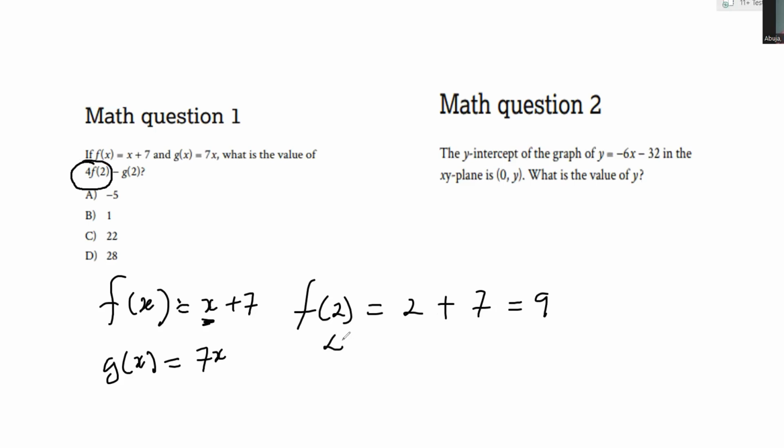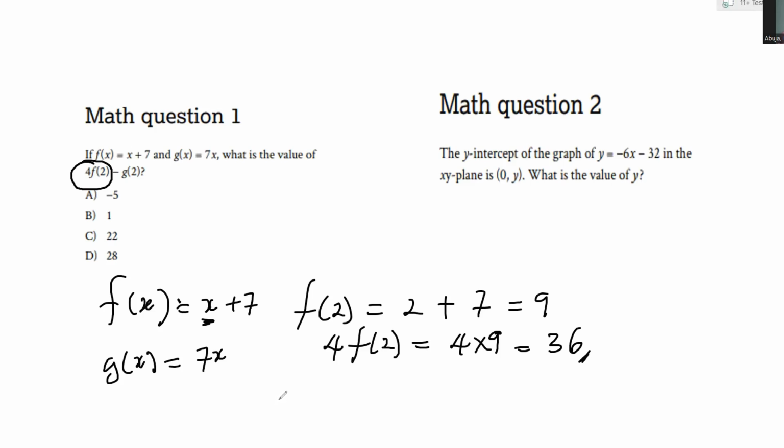So that means 4f of 2 is equal to 4 multiplied by 9. And 4 multiplied by 9 is what? 2 times 9 is 18. 18 plus 18 gives you 36. Great. So let's keep that aside.